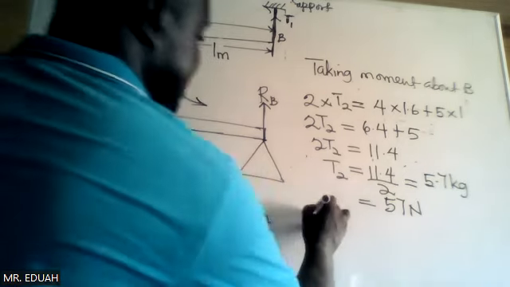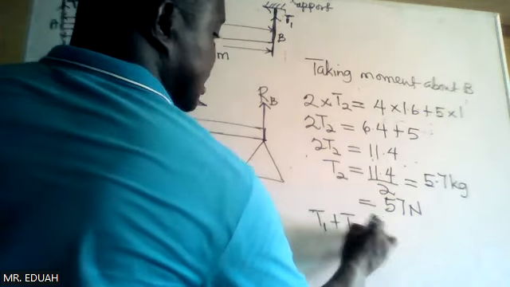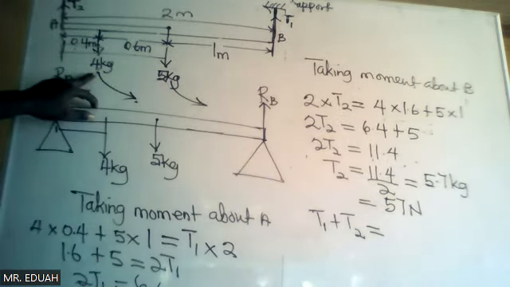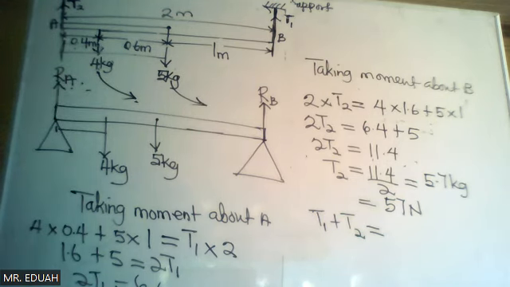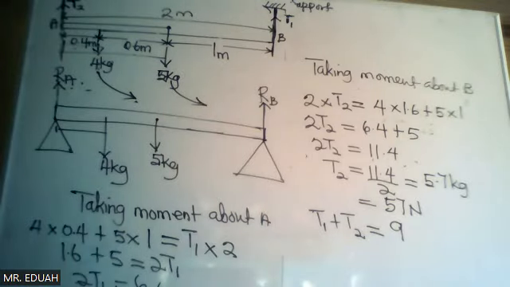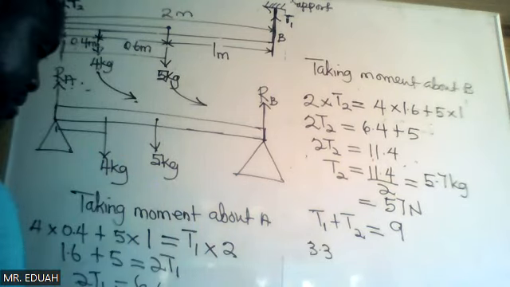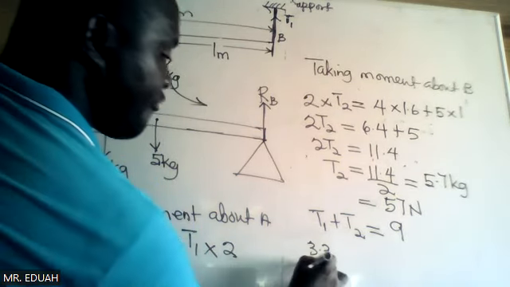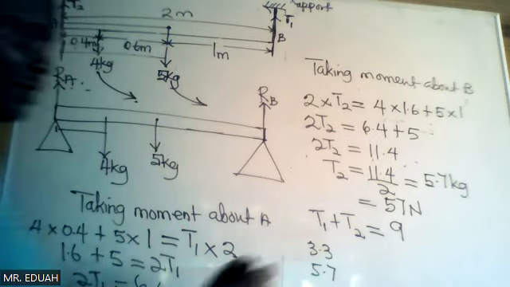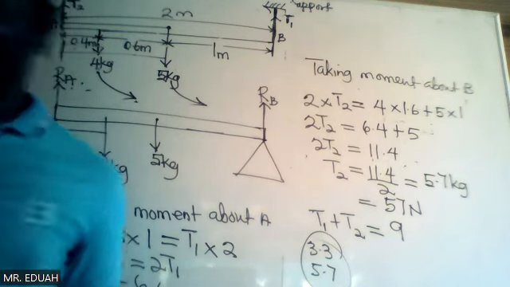Now, we do our checks. Total upward forces, T1 plus T2, must be equal to 4 plus 5, which is 9. We had 3.3 for T1. Then we had 5.7 for T2, which sums up to 9 exactly. And so, hooray!